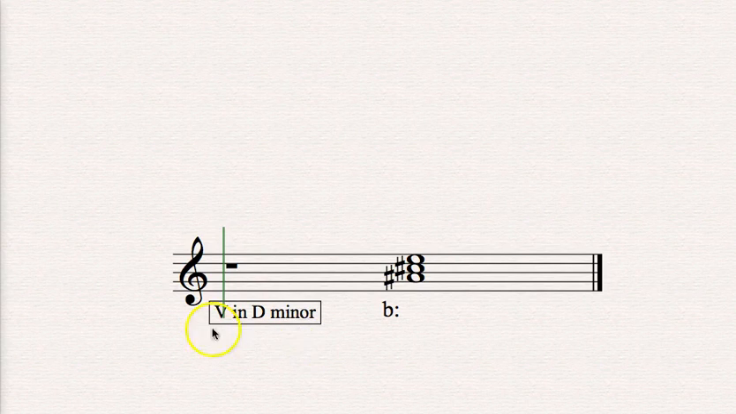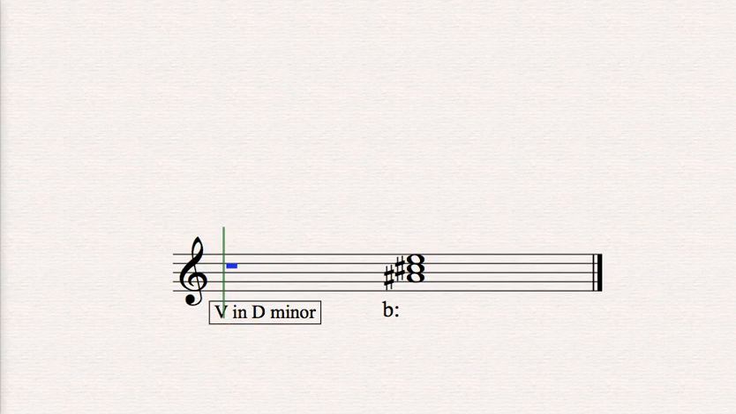So let's look first at finding a 5 chord in D minor. You can review the steps in the earlier video about doing this in major. But the first step is trying to figure out which note is 5 in D minor. You should know your D minor scale: D, E, F, G, A, B flat, C, D. That's your normal D minor scale, and so scale degree 5 is A.